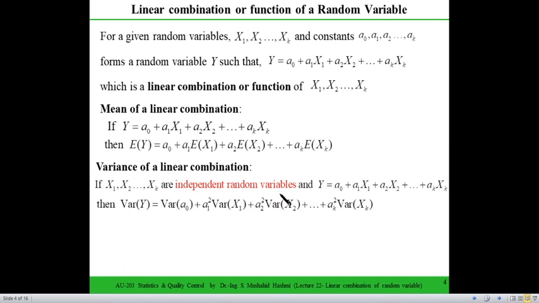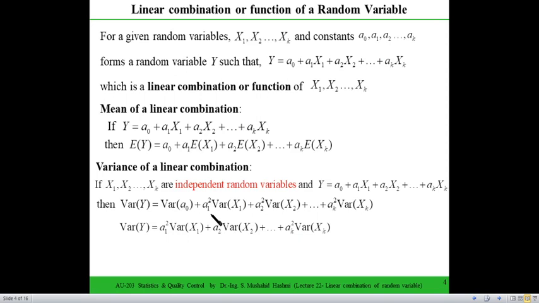So then y would be a linear combination of these independent random variables. In this definition, particularly here, x1, x2 are not just random variables but independent random variables. And then we can calculate the variance of these linear combinations. So the variance of y would be the variance of a naught, and since a naught is a constant, we know that the variance of a naught is actually 0, because the variance of a constant is 0.